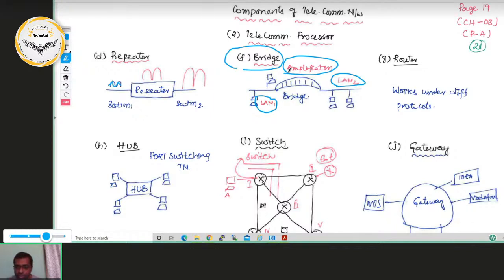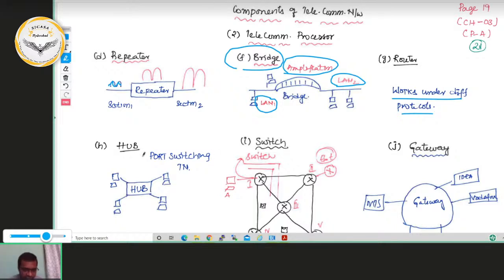Now, what do you mean by router? Router is nothing but a device which works under different protocols. We already studied protocol. What do you mean by protocol? Protocol is nothing but a common set of rules which are agreed by both the sender and receiver.